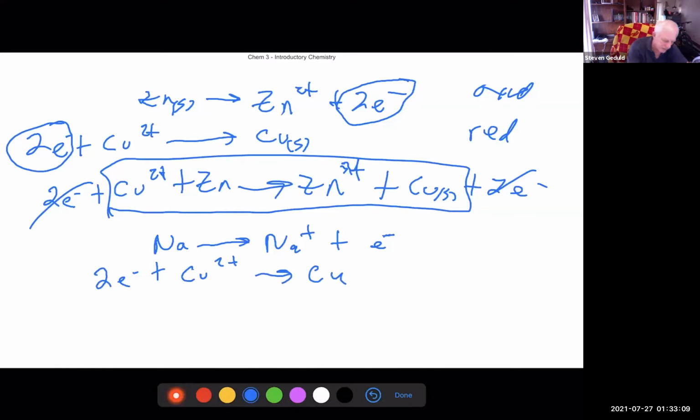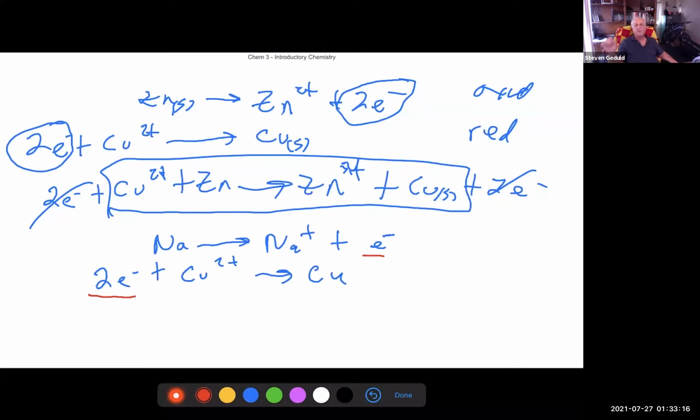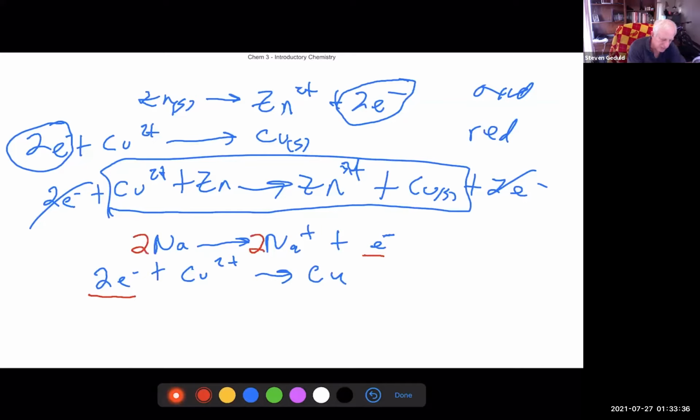Now, look at the difference. You can see there's 2 electrons here, there's 1 electron here. Remember what I said, the number of electrons has to be the same so they can cancel on both sides. You can't just have electrons flying off into space. If something's giving off, something has to accept. So how do we make sure they're the same number? We multiply the top equation by 2. We have 2 sodiums, 2 electrons. Now we can add the equations together because the electrons are the same.